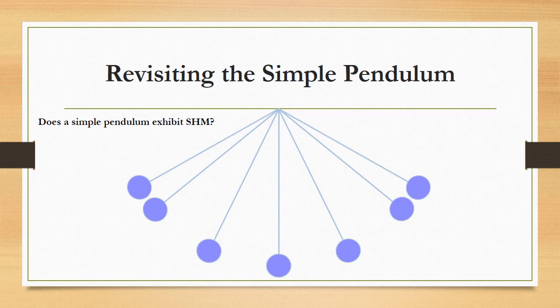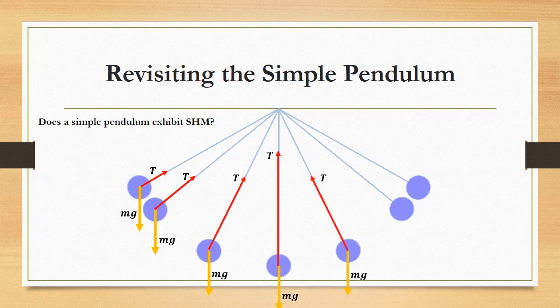Well, in order to determine the acceleration of something, we're going to have to talk about the forces. So let's just look at some of these forces. We've got tension forces, those are always present, and we've got gravitational forces that are always present. And you'll notice that the tension forces change in magnitude as the pendulum swings. And that makes sense from what we know about circular motion and energy conservation. Here at the top, assuming we start at rest, all of the energy is gravitational potential energy.